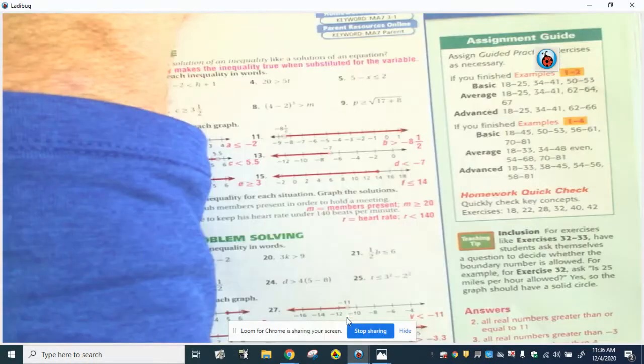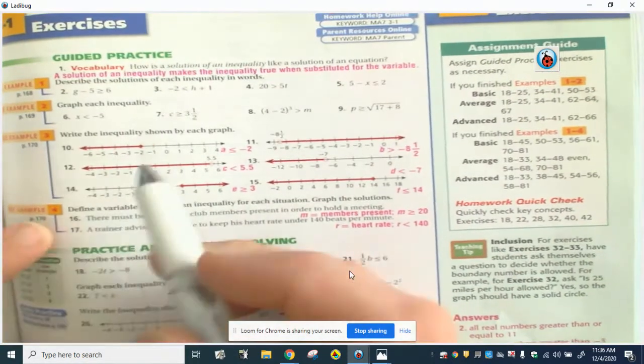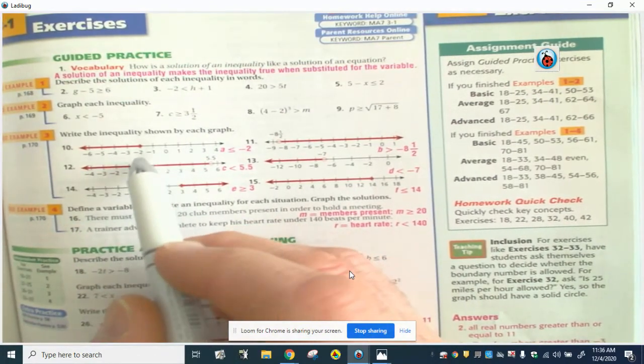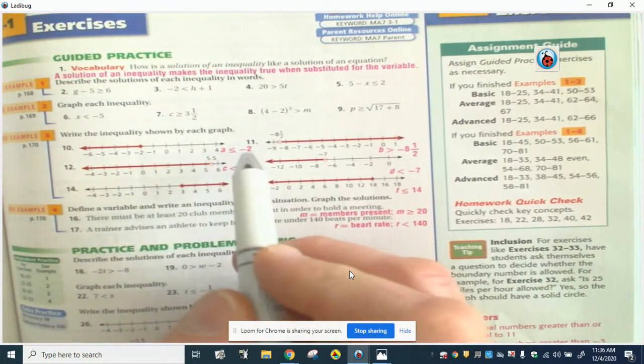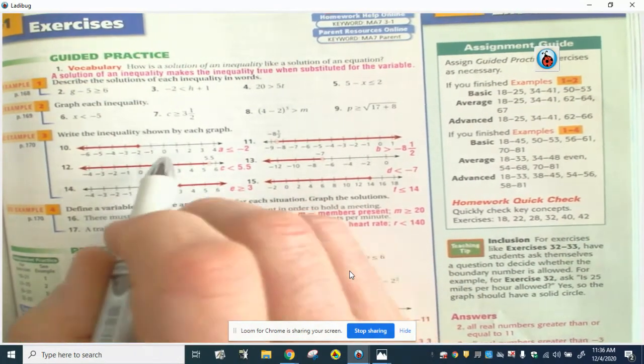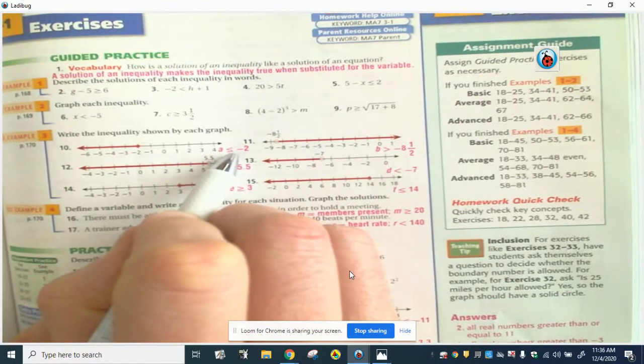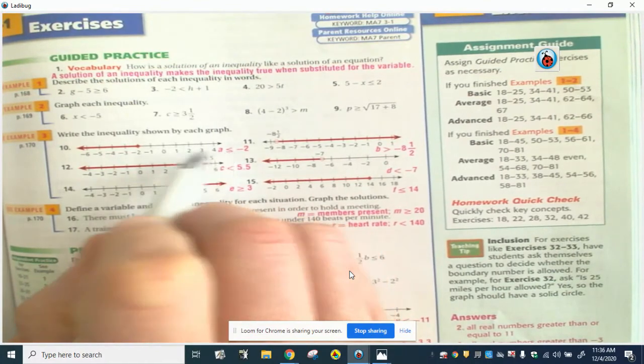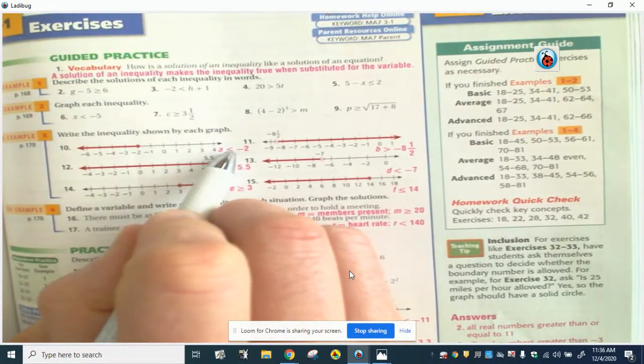So, just to go through a couple of these real quick. If you look at number 10, there's a point at -2. So it's got to have a -2. That's less than or equal to. It's a colored-in dot, so it has to be equal to.